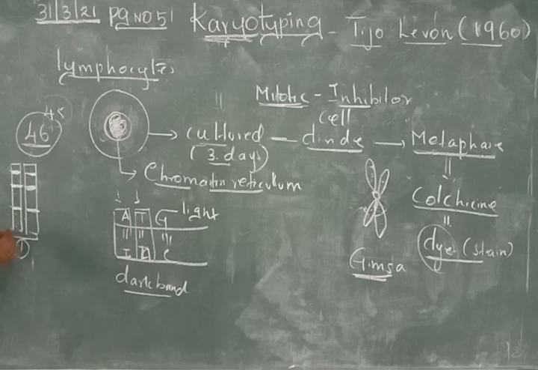That means one comes from your father and one comes from your mother. So totally you will have a pair of chromosomes. This karyological study is done for the entire 46 chromosomes.